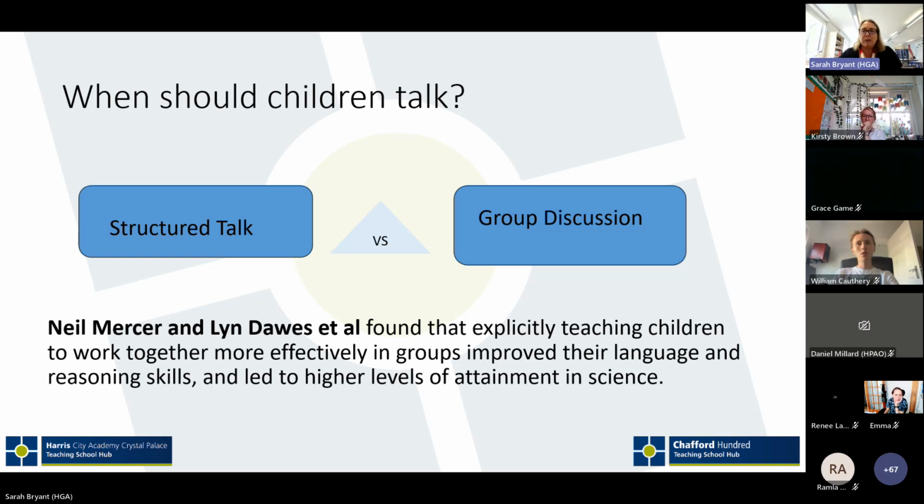So really think about your groupings. Are they going to be mixed ability, or are you wanting to stretch your most able with a slightly different experiment? So thinking about how that's going to look in your classroom is really important, and planning for it is important. Structured talk, as I said before, is more focused talk. It's things like turn to your partner or partner 1, partner 2. Whereas group is that more open, longer task discussions.